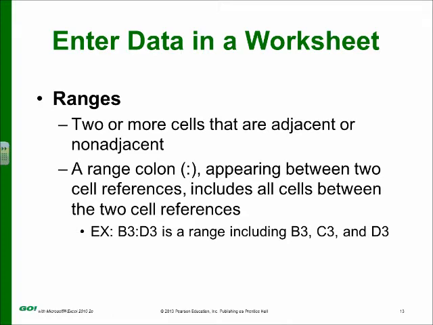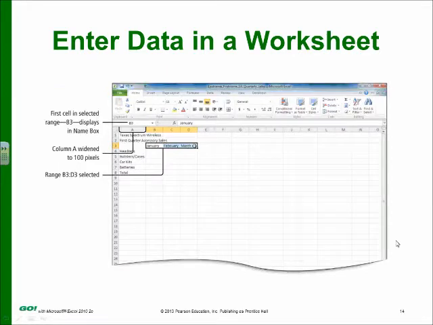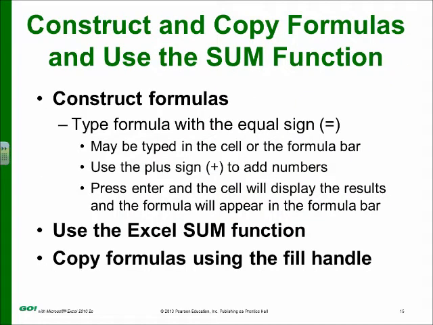The example here is B3 to D3. This would include everything: B3, C3, and D3. It looks something like this. That would be our range. The first cell in the range is displayed in the name box. If we clicked in E7 and went down to M19, that would also be a range. It would be E7 to M19 with a colon separating the references.